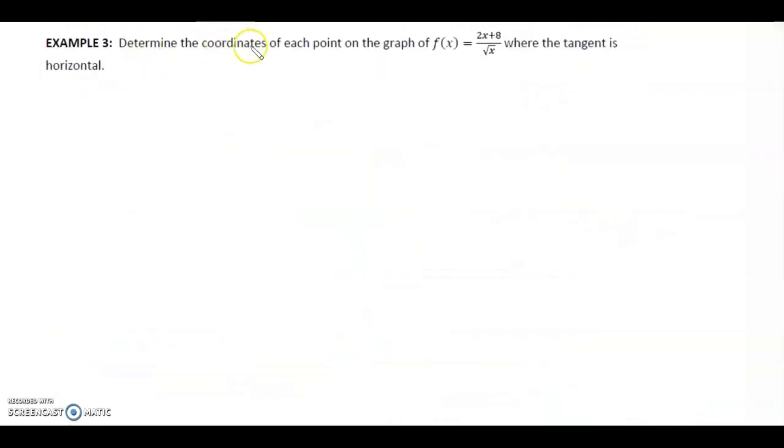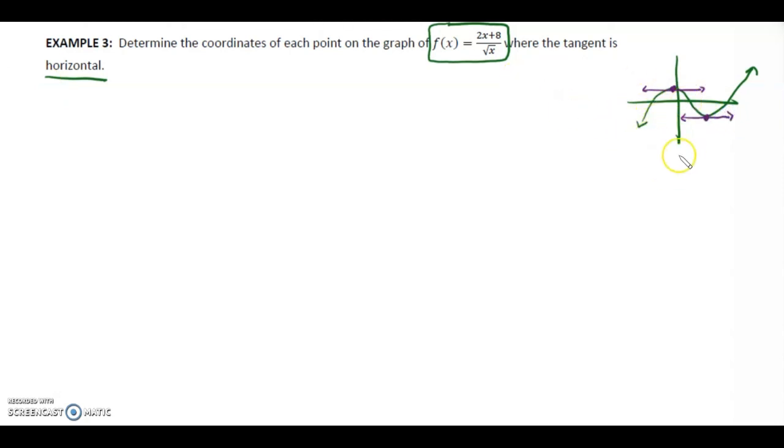Example 3, determine the coordinates of each point on the graph of this function f at x, where the tangent is horizontal. Okay, so I'm just going to quickly draw, and recall, maybe just like a polynomial. Okay, so the tangent is horizontal when we have a turnaround point. And this is going to be a focus going into the next unit.